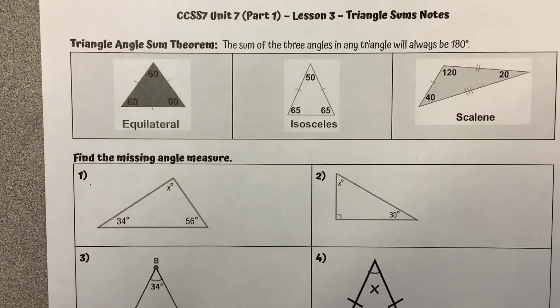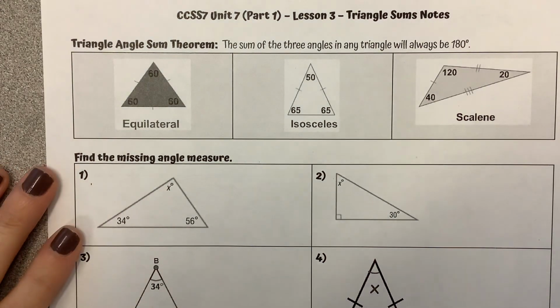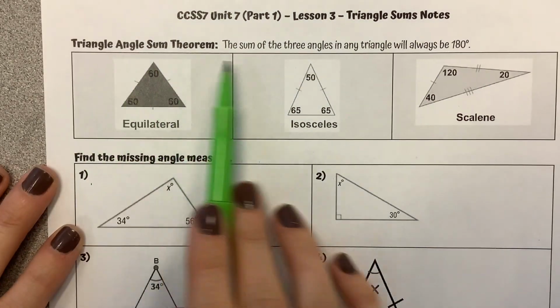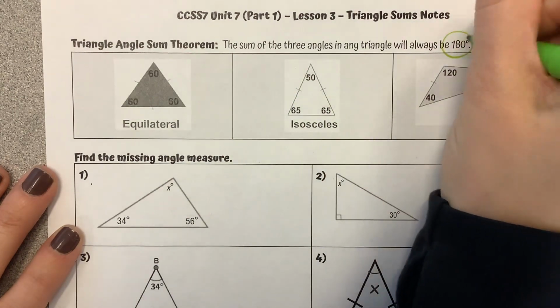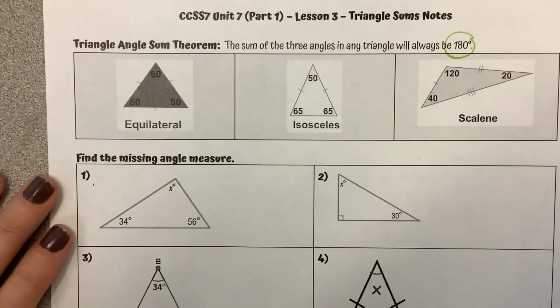For this lesson, we are going to look at triangle sums. Similar to when we were doing some algebra problems with complementary and supplementary and vertical and adjacent angles, we're going to do the same thing but with triangles. The main rule to know is the triangle angle sum theorem: the sum of the three angles in any triangle will always be 180 degrees.